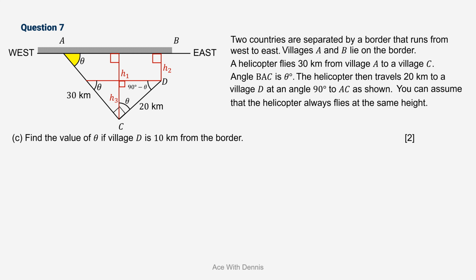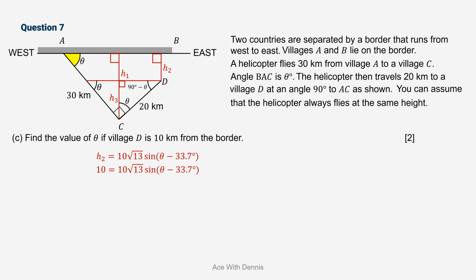C. Find the value of theta if village D is 10 kilometers from the border. 2 marks. So we know that H2 equals 10 root 13 sine of theta minus 33.7 degrees. So the H2 is 10. The equation becomes 10 equals 10 root 13 sine of theta minus 33.7 degrees.